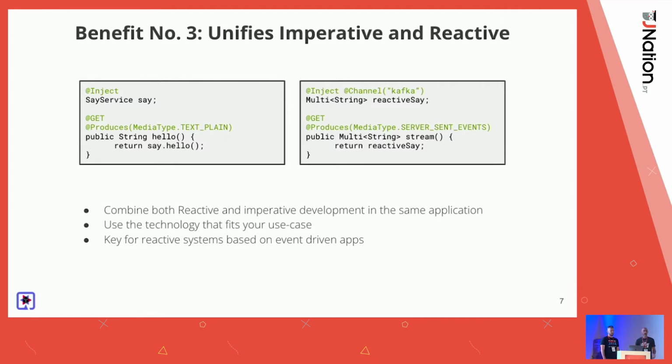And we want to make sure that you can write parts of your application in imperative style and other parts in reactive style. So wherever you have, you use the best tool for the job. So if one endpoint needs to be blocking, then you can do it this way. And if you have one endpoint that would benefit from being non-blocking and get the best performance, then you can do it this way as well. You can mix and match.